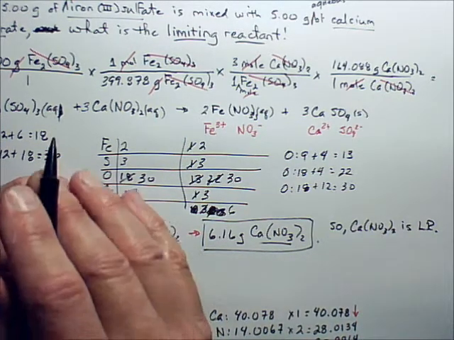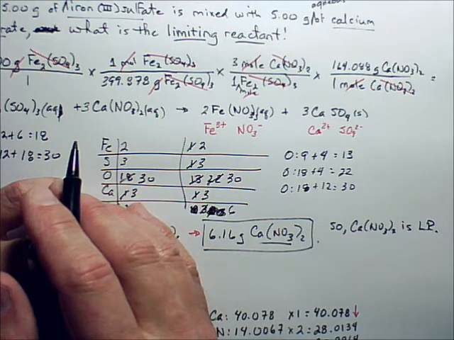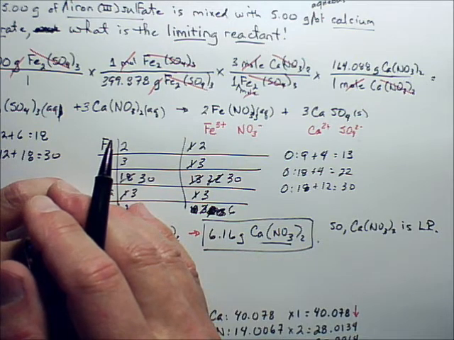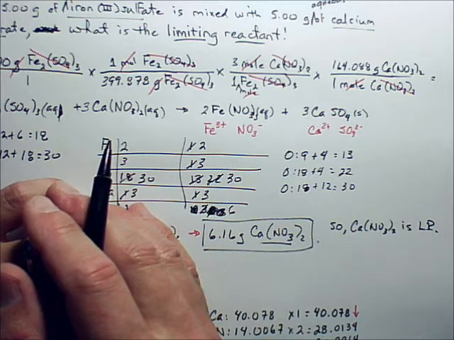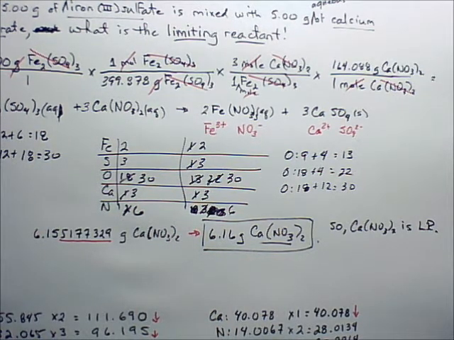So a simple definition of a limiting reactant is the reactant that runs out first in a chemical reaction. What was that first part? A simple definition of a limiting reactant is the reactant that runs out first in a chemical reaction.